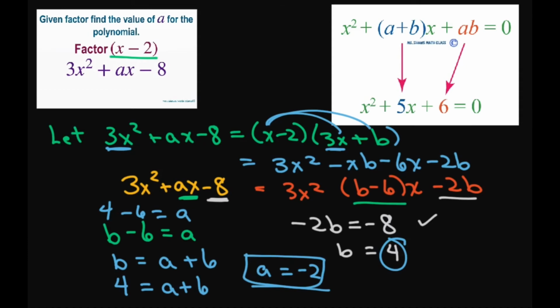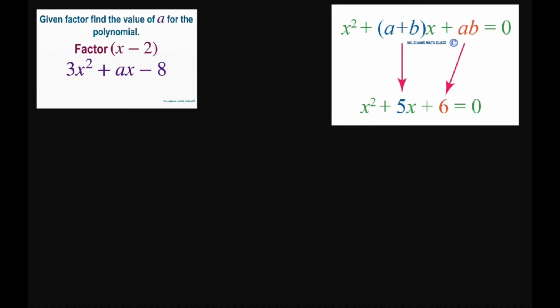Now the other way to do this is a little simpler. It's called the remainder theorem. Basically it just means if x minus 2 is a factor, set this to 0 and you get x equals 2. And you substitute it into this equation as you set this to 0.